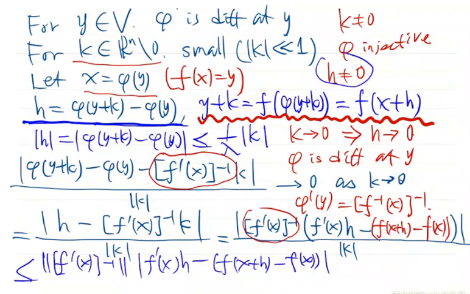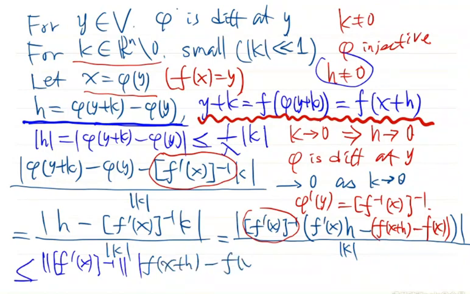But you can also write this in another way, because the norm of a vector is the same as the norm of the negative vector. So this can also be written as the norm of f(x plus h) minus f(x) minus f prime x h.